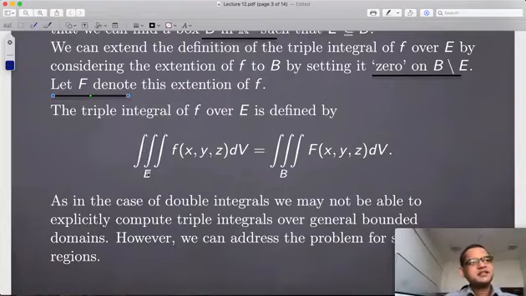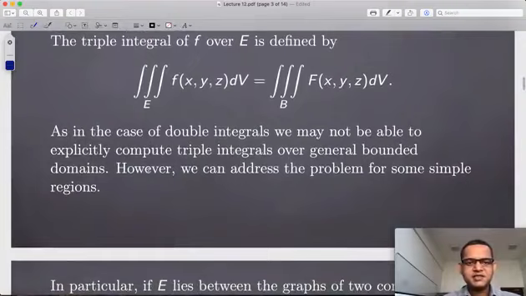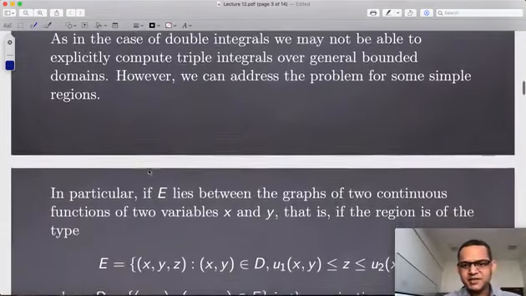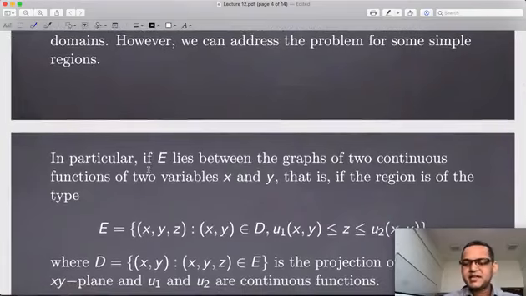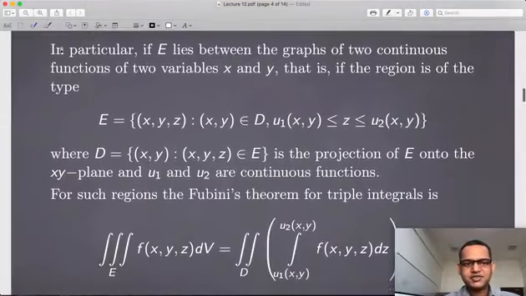But this is not an easy situation. The regions in R3 can be anything, so we may not be able to always find triple integrals over a general given region. So we do a similar thing: we try to find some simpler domains over which we can compute the triple integrals, like we did in the case of double integrals. So we are going to have a similar situation over here.